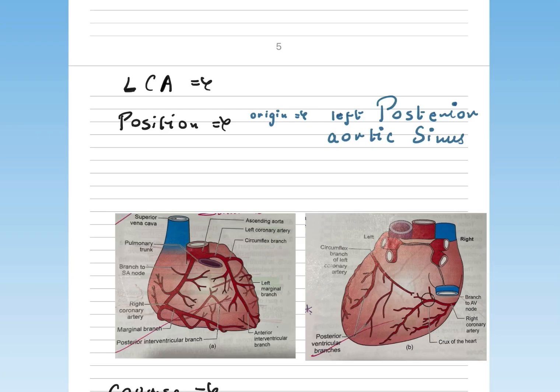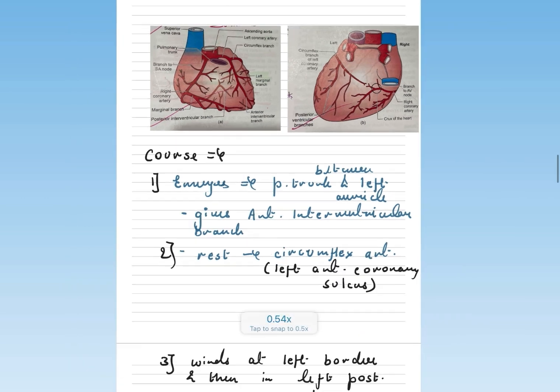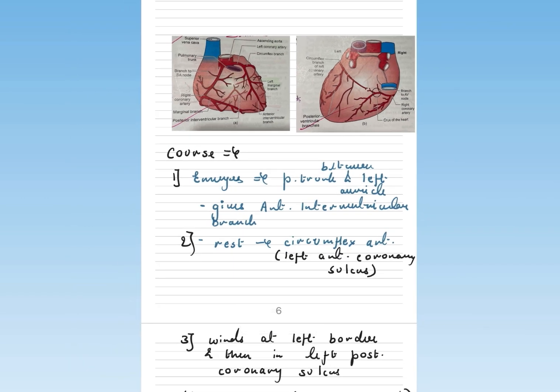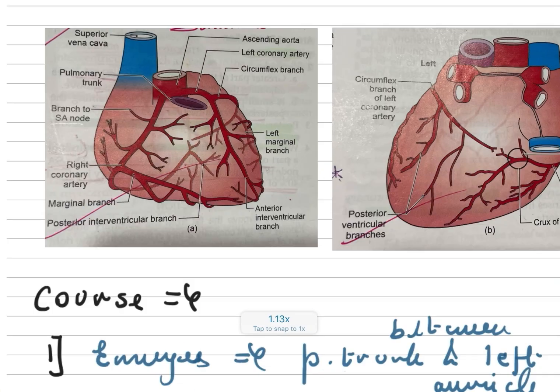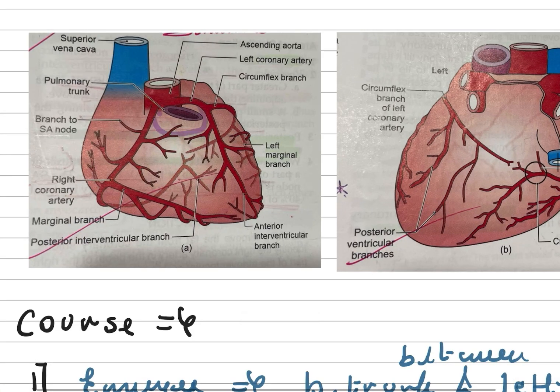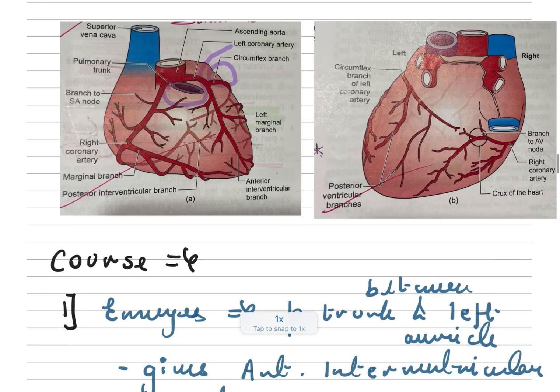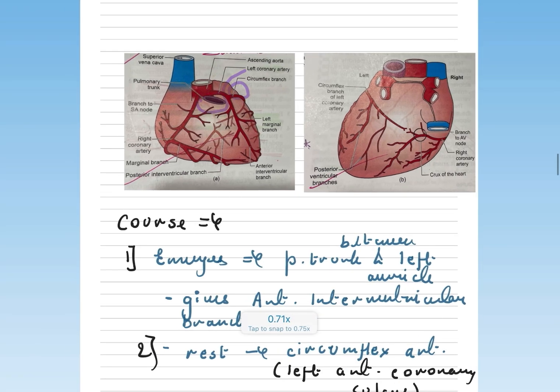Next, we will be studying about the left coronary artery. As I told you, the position or the origin is from the left posterior aortic sinus. Then the course. First of all, it emerges between the pulmonary trunk and the left auricle. Here is the left coronary artery. This is the emergence from the ascending aorta.